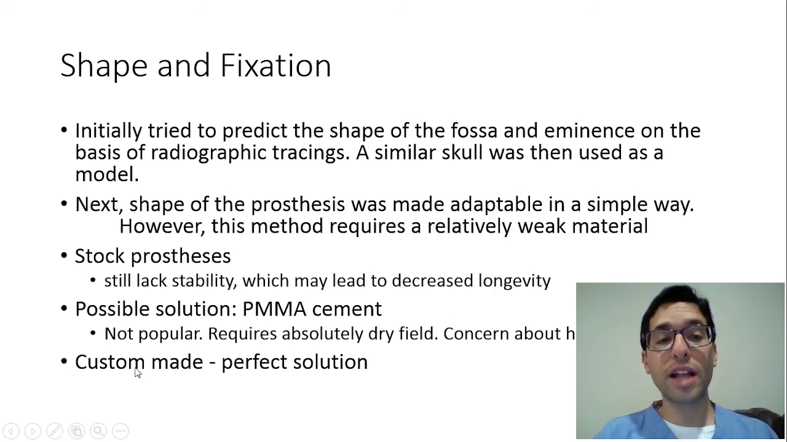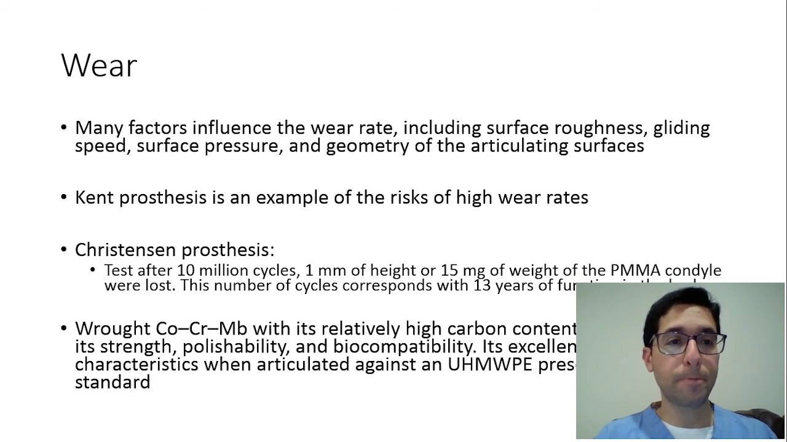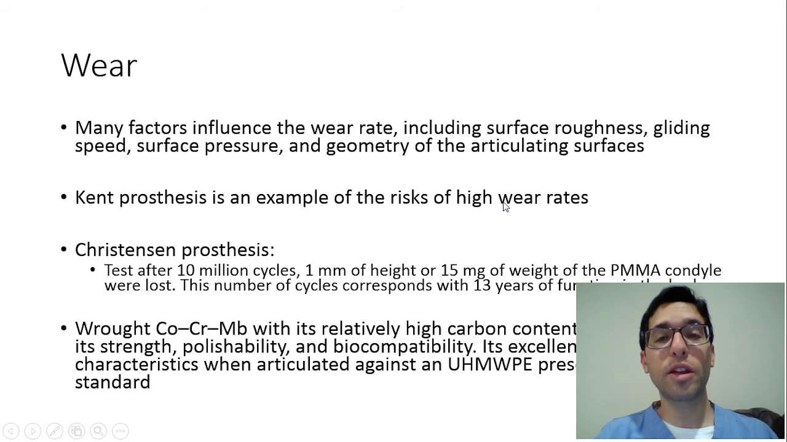And finally, we got to the solution of custom-made, like TMJ Concepts, and that was kind of the perfect solution, and to this day, TMJ Concepts has like 75% of the market share. So pretty popular. In terms of wear and in terms of materials, we did learn quite a bit of things in terms of wear rate, in terms of gliding, surface pressure, and the geometry. So the Kent prosthesis was an example of something that did not work well. That was the Proplast and Teflon.